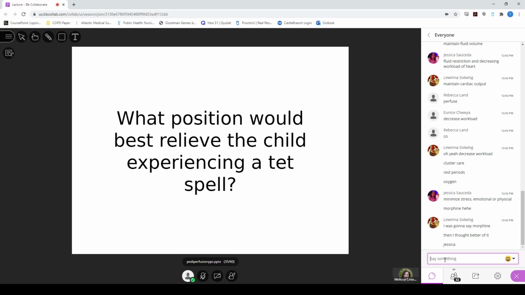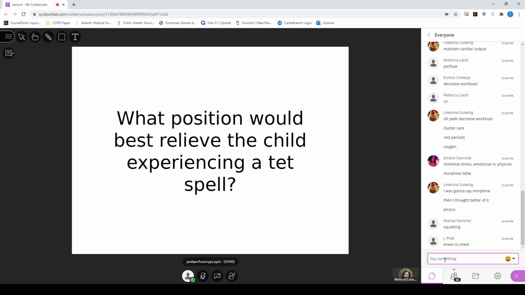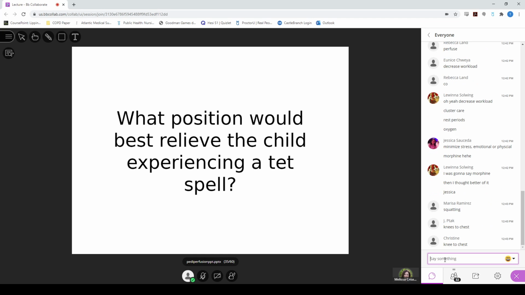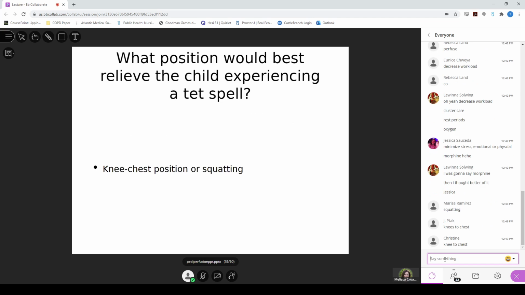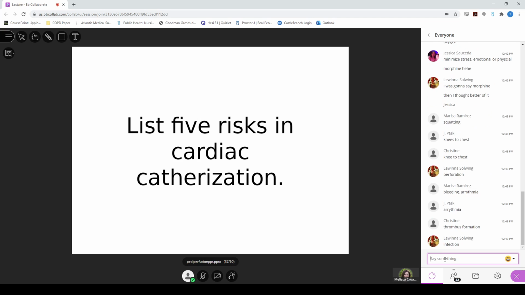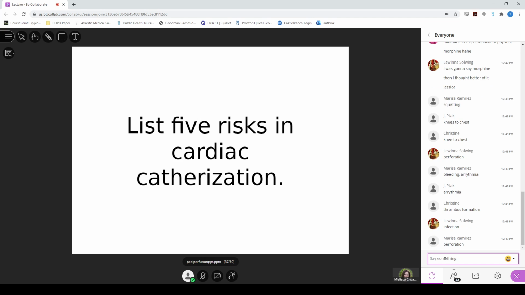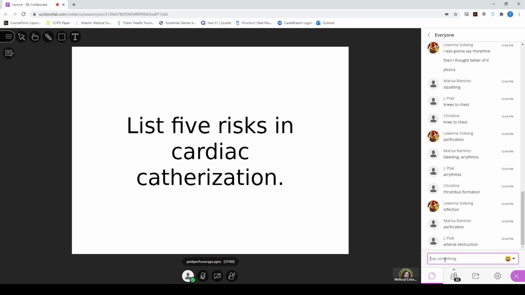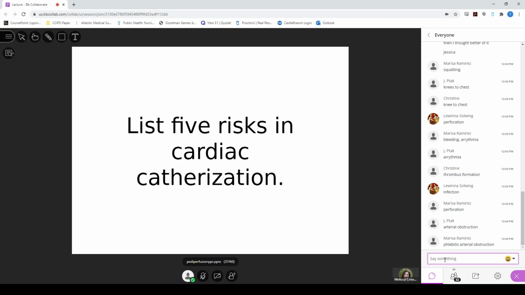What position would best relieve the child experiencing a TET spell? What position did I tell you they like to go into? Yeah, knees to chest or squatting. What are the 5 risks of cardiac catheterization? Y'all know this. Okay, arrhythmias, bleeding, perforation, phlebitis, and obstruction of the arterial entry site.